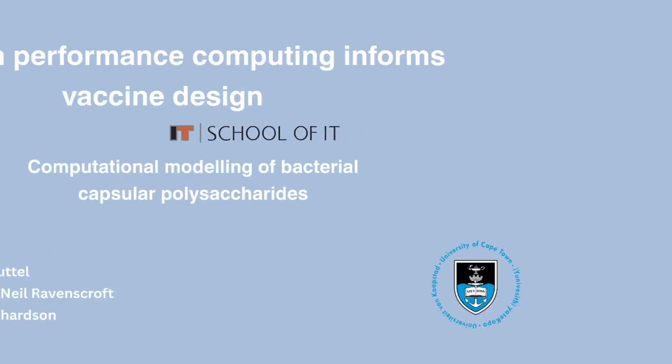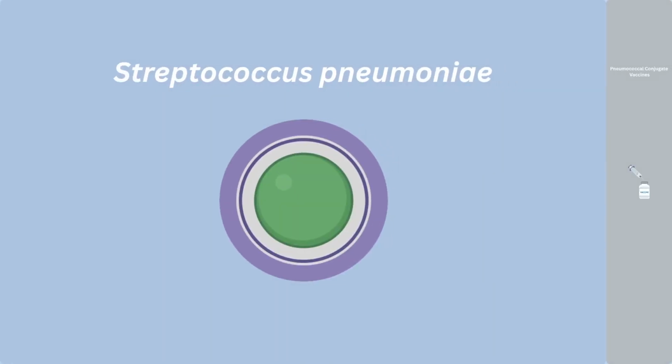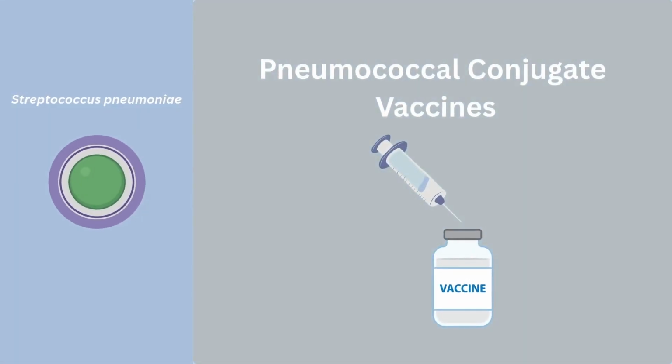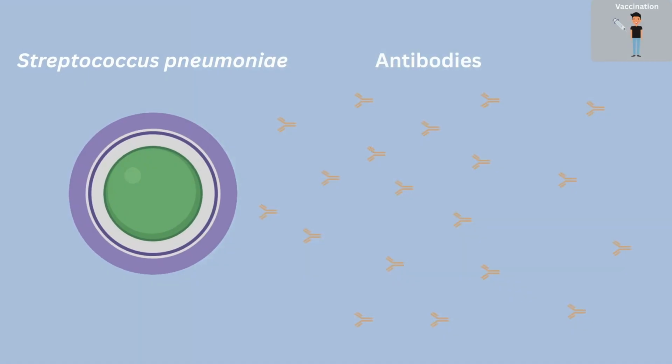Our story begins with Streptococcus pneumoniae, a bacterium responsible for hundreds of thousands of deaths every year. For a long time, our tools to fight back were limited. That was, until the development of pneumococcal conjugate vaccines. These vaccines protect us by training the immune system to produce antibodies that recognize and destroy S. pneumoniae. So, the next time the bacteria tries to infect you, those antibodies are ready to fight back.